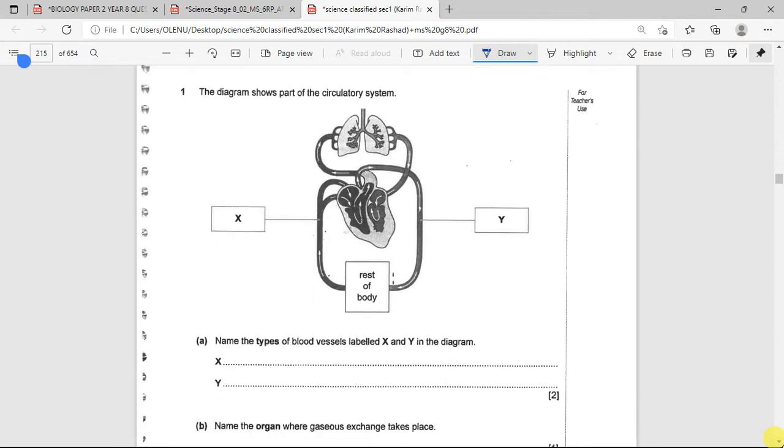Now, they said the diagram shows part of the circulatory system. Name the types of blood vessel labelled X and Y. If you look at this, the arrows move in this direction, which means blood is flowing into the heart. So X is a vein, while Y takes blood away from the heart to the rest of the body, so it's an artery.